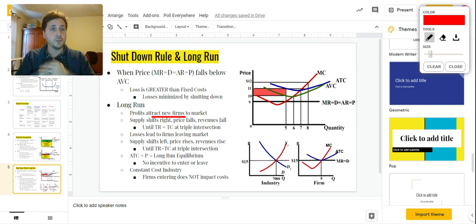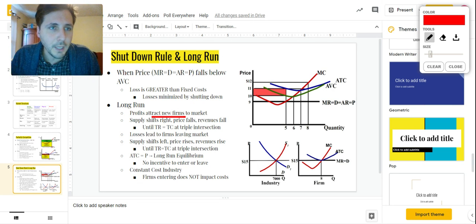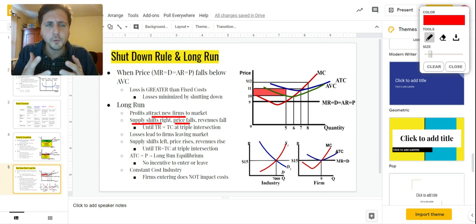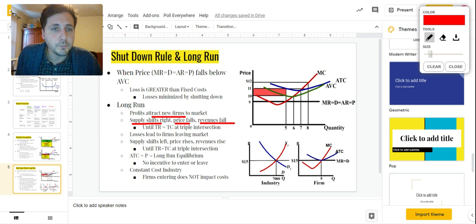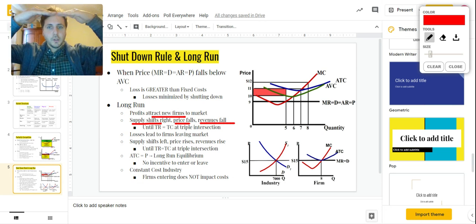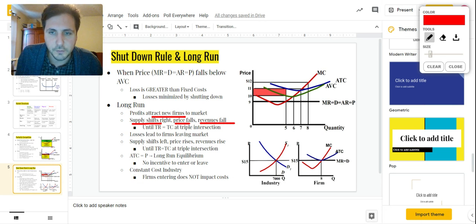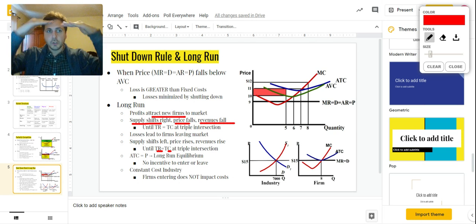Remember, there are no barriers to entry, so I can enter and compete with you pretty easily. As a result, the supply is going to shift to the right in the industry. When that happens, the price falls. More firms in the market, more competition drives the price down. We know this, right? And revenues will fall for every firm. And when the revenues are falling, MR, D, AR, P is decreasing, going down until total revenue and total costs are equal, right? So supply shifting right will lower the price, which also lowers MR.